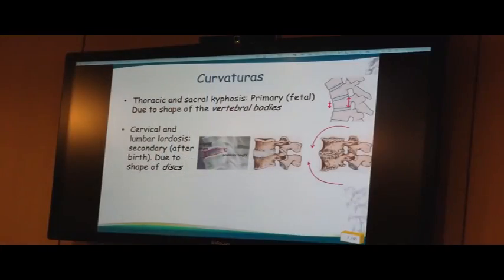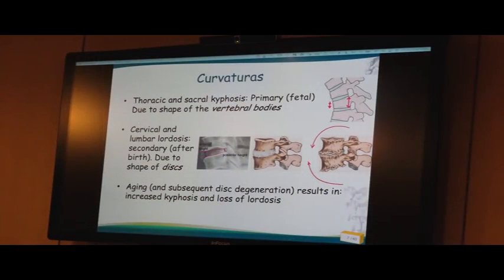Thoracic and sacral kyphosis, 2 of the curvatures, are primary curvatures. Because of the settled posture, the vertebral bodies are thinner in the anterior and thicker at the posterior. So due to the shape of the vertebral body, we have kyphosis. But then we have cervical and lumbar lordosis after we start to sit and erect posture. So this curvature, lordosis, is due to the disc shape. Not the body shape, but the disc shape.